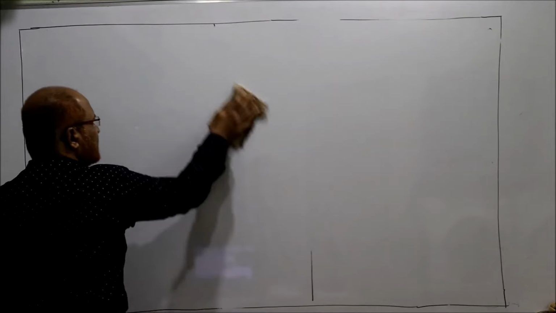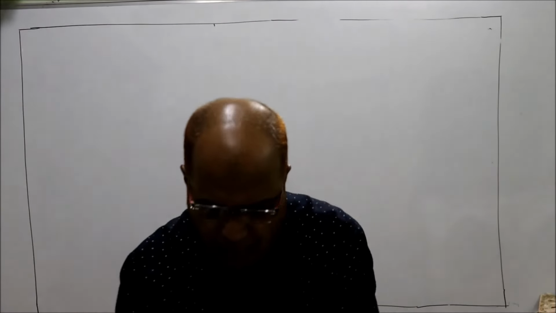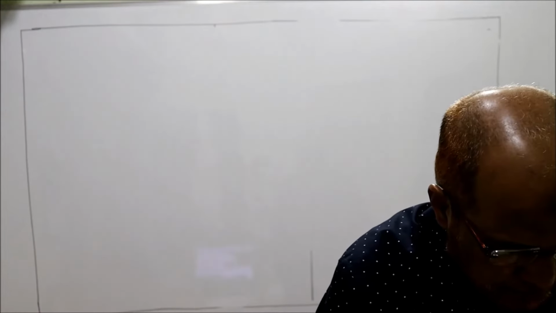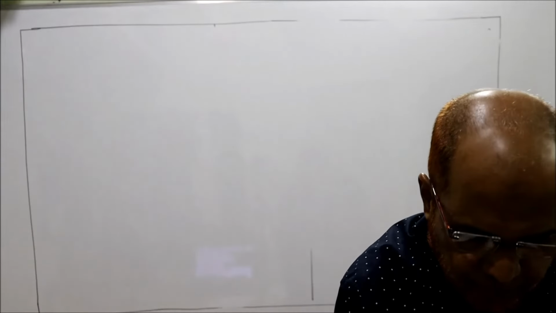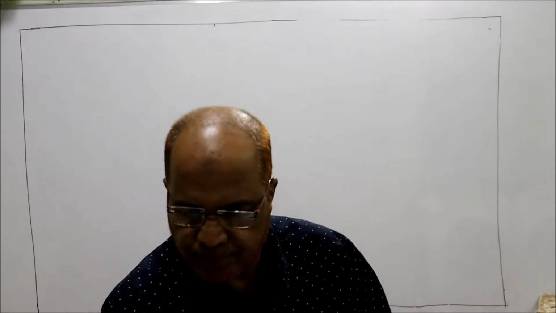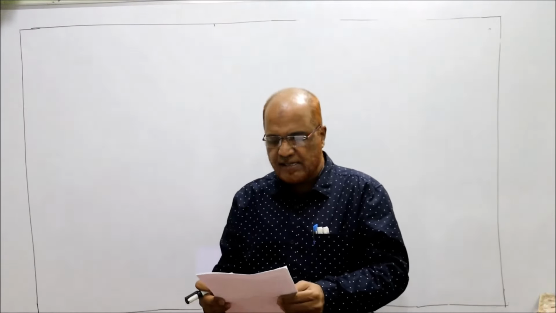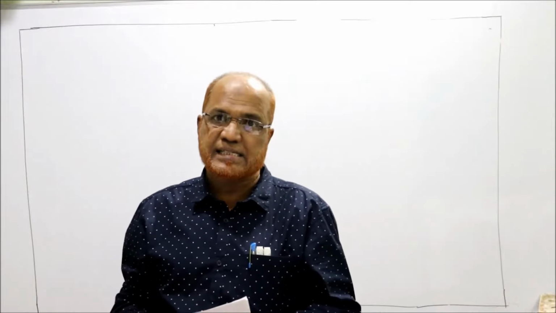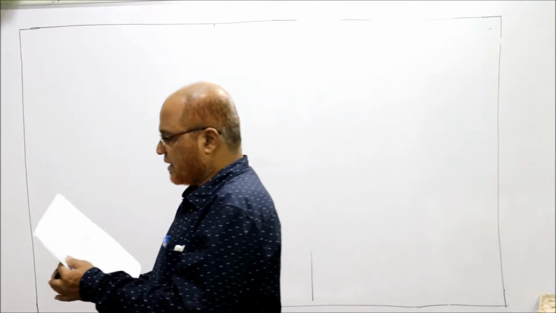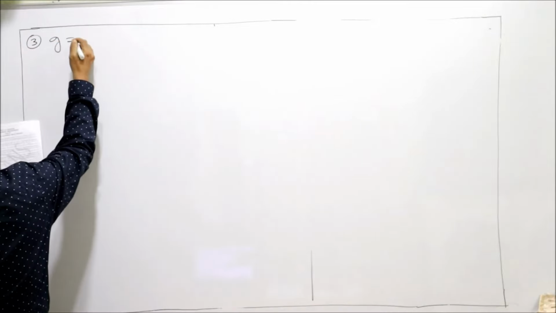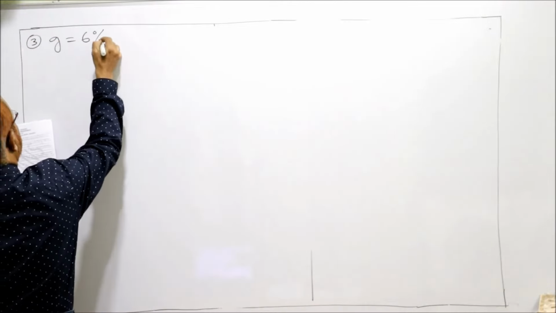Now, I'm starting the third problem. See the problem number 3. Problem number 3. ABC Limited. ABC Limited is expected to grow at the rate of 6% per annum. So growth rate is given, G. I'll write it. Third problem. G, growth rate is given as 6%.